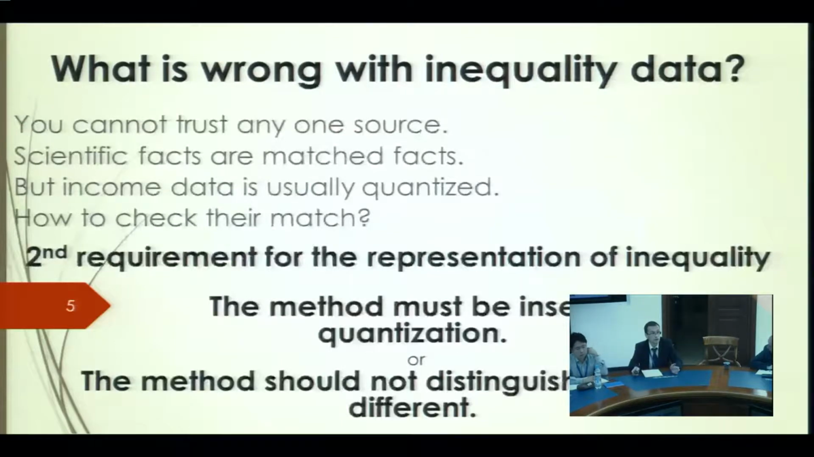What is wrong with inequality data? You cannot trust any one source. Scientific facts are matched facts only. But income data is usually quantized. How to check their match? Therefore, the second requirement for the representation of inequality is that the method must be insensitive to quantization, or the method shall not distinguish what is not different.